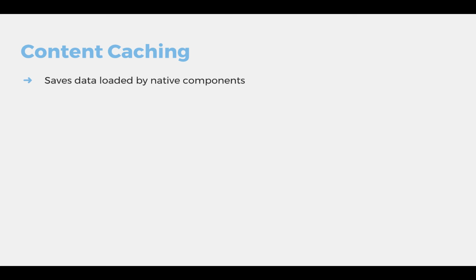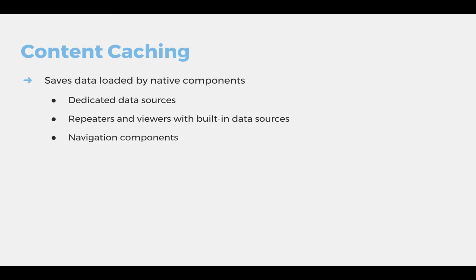Content caching saves data loaded by native components, web parts, widgets. We will get into how to manage your own custom components later. Native includes dedicated data sources that we will soon look at, repeaters and viewers with built-in data sources, and also navigation components like the CSS list menu. So these types of Kentico built web parts.